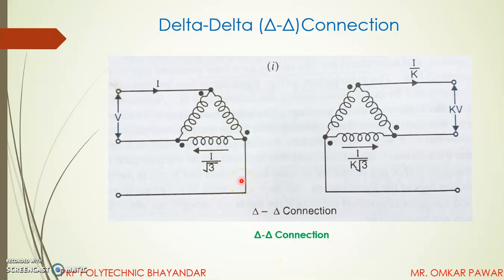So the relation between line voltage and phase voltage in delta connection is: the line voltage is equal to phase voltage. That is, this line voltage is equal to phase voltage. But line current is root 3 times phase current. So this line current will be root 3 times phase current, or phase current will be line current divided by root 3.